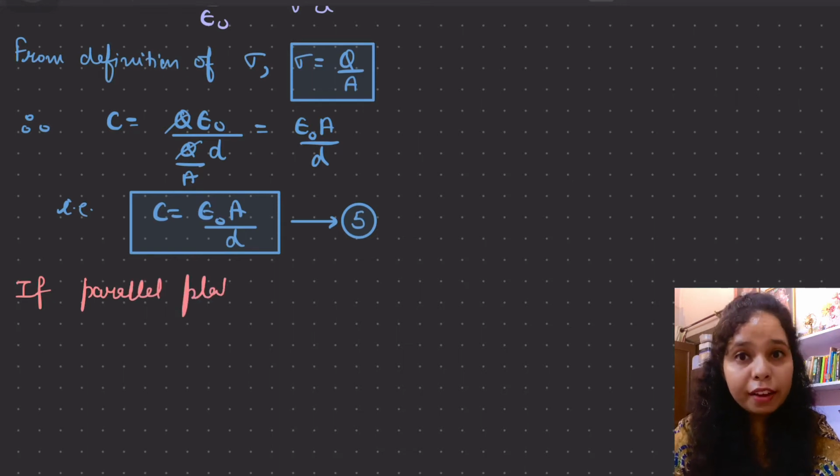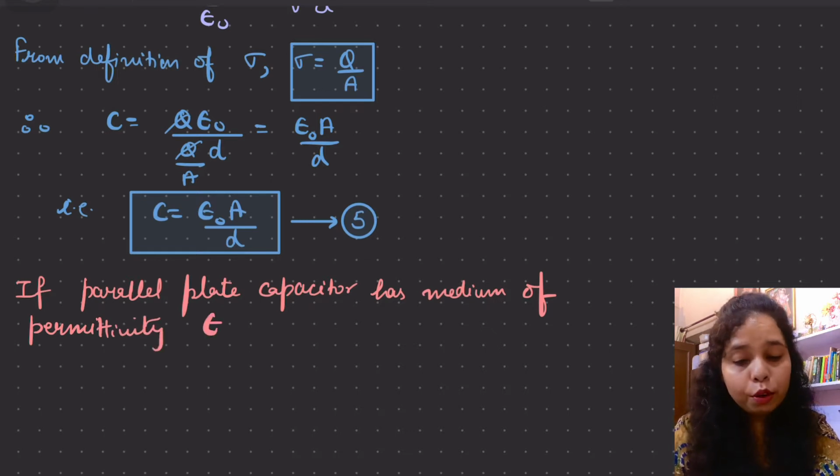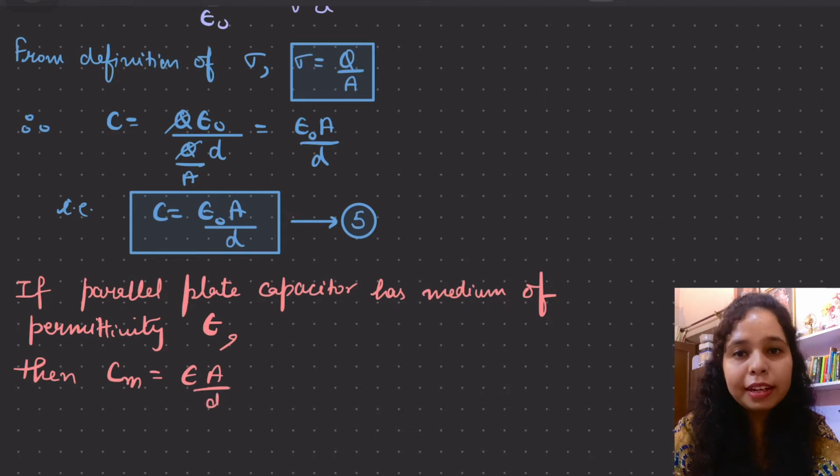But if we have a parallel plate capacitor such that the gap between the plates is filled with a medium of permittivity epsilon, then we can say that Cm, the capacitance of a capacitor with the medium, is equal to epsilon A upon d.